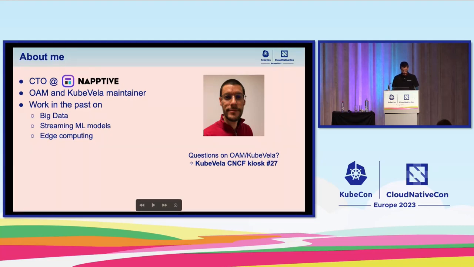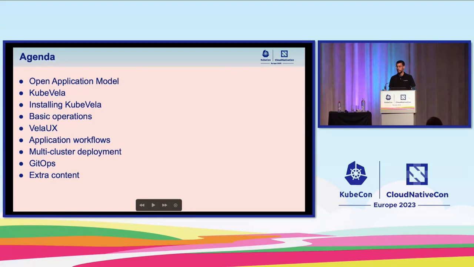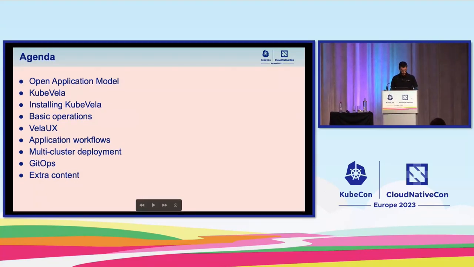So, the agenda for today will be, first of all, we will talk a little bit about what is the open application model, what is Kubevela, identifying two different elements. Then we will move into creating a small cluster with Kind to install Kubevela and start deploying our own applications. We will go through basic operations with the Vela CLI, Vela UX. We will go a little bit about the workflows that are automatically available in the applications. We will give you a brief description of how you can enable multi-cluster deployments and how you can integrate within a GitOps environment. And finally, some extra context. After that, any question that come by, I will be happy to answer and go through them, right?